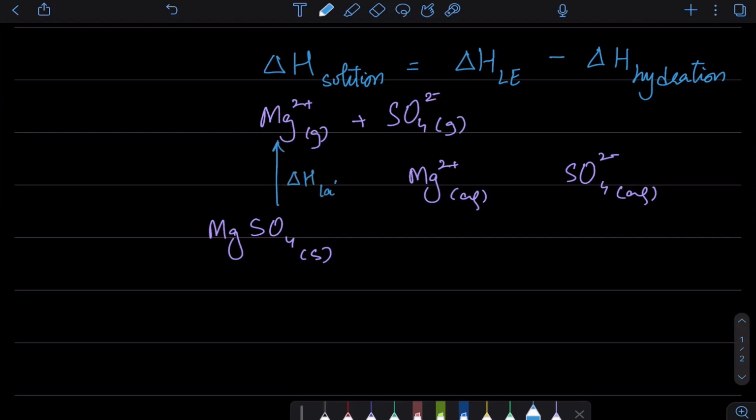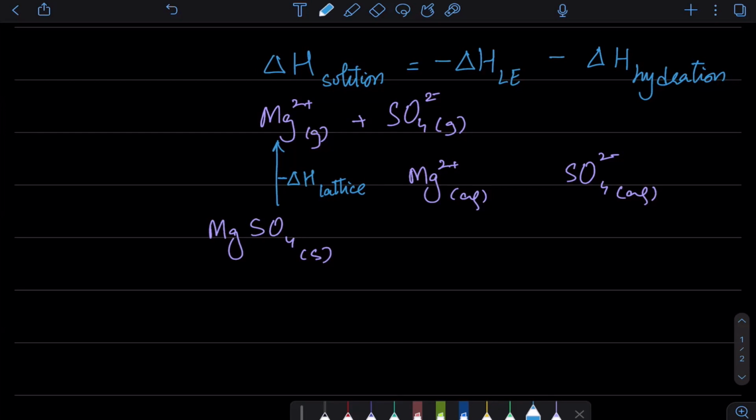It is equal to the delta H lattice or lattice energy in value, but its sign is opposite. Because remember, lattice energy is defined to be the energy released when gaseous ions come together. So it is this form of energy, that's lattice energy. So here we are going in the opposite direction. So I'll just put negative next to that.